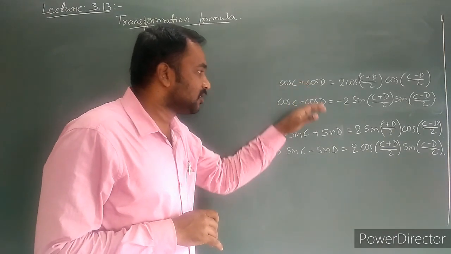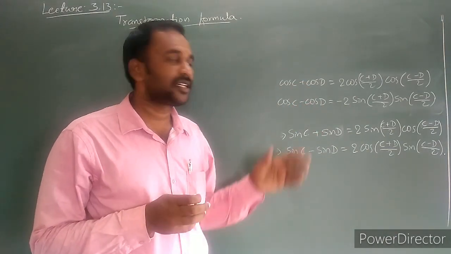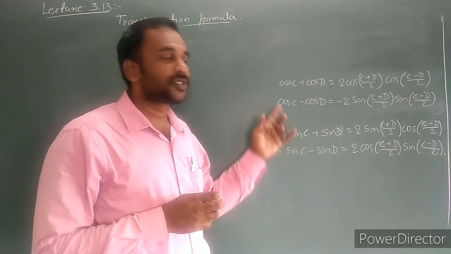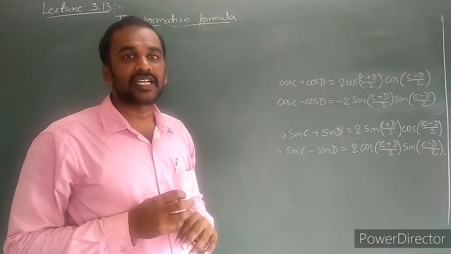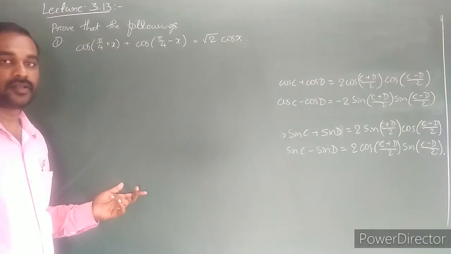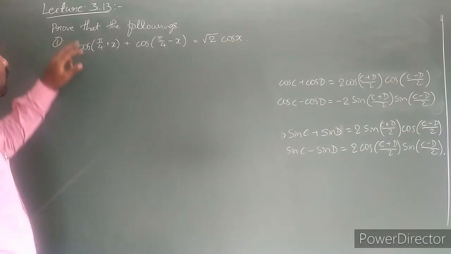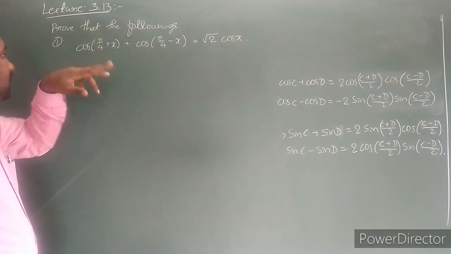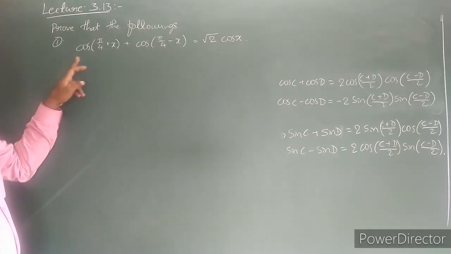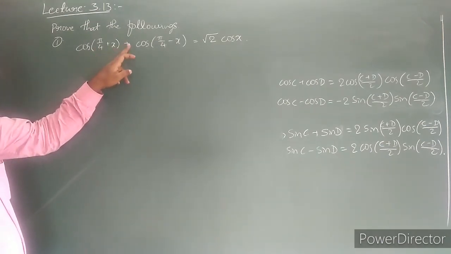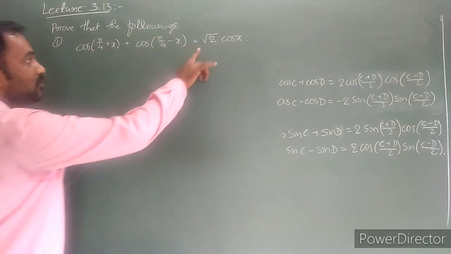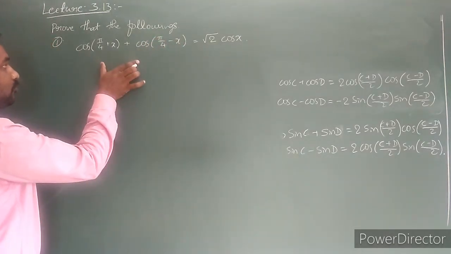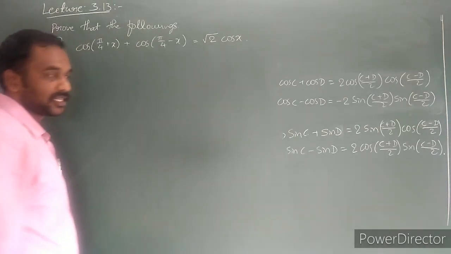Okay, based on these results, let's continue the problems. Exercise 3.3 remaining problems based on the transformation angles. Prove the following: first, cos of (pi by 4 plus x) plus cos of (pi by 4 minus x) is equal to root 2 into cos x. We need to prove that LHS is equal to RHS.